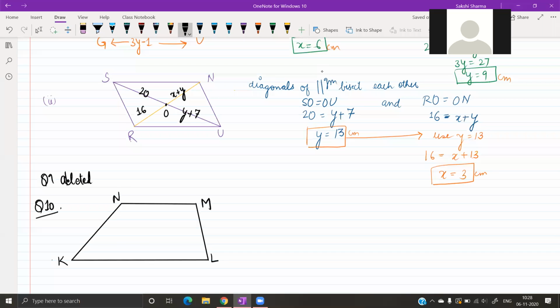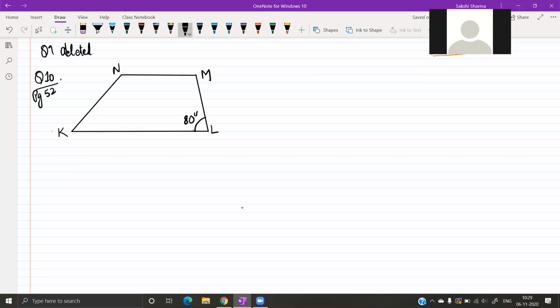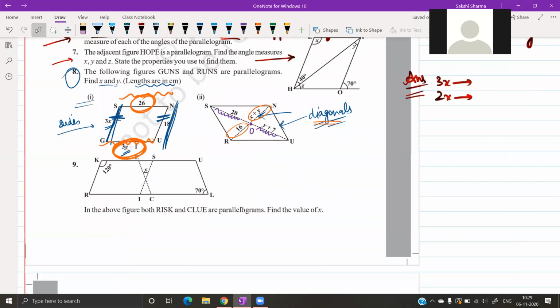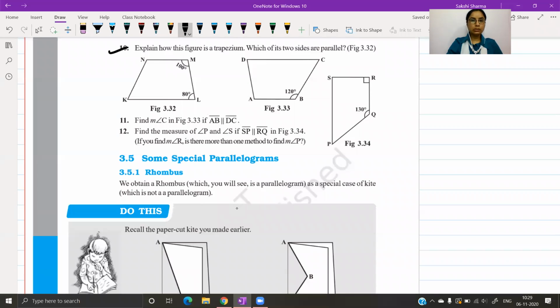So this question here is deleted, question 9. Then question number 10: Explain how this figure is a trapezium. Which of its two sides are parallel? Figure is 3.32. So this is the figure with question number 10.